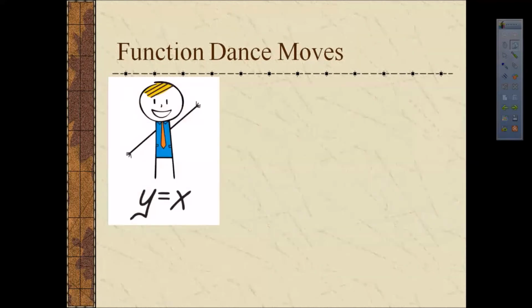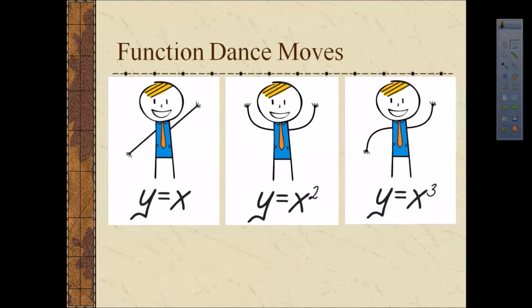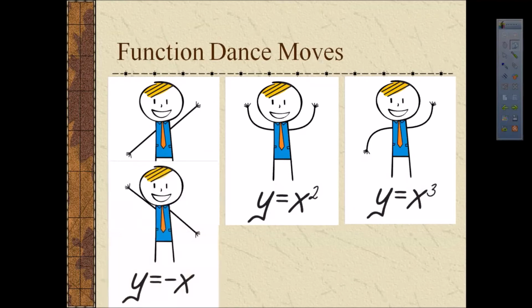So you could practice the y equals x function. You could practice the y equals x squared function. You could practice the y equals x cubed function. You could do the negatives of all these functions: y equals negative x, or y equals negative x squared. Now, what would that look like? I suppose both arms down. Or y equals negative x cubed: have the left arm down and the right arm up. So have a little fun with these things and enjoy learning the basic graphs of power functions.